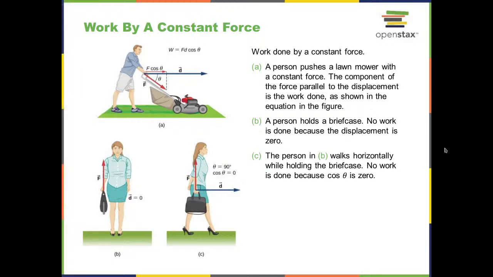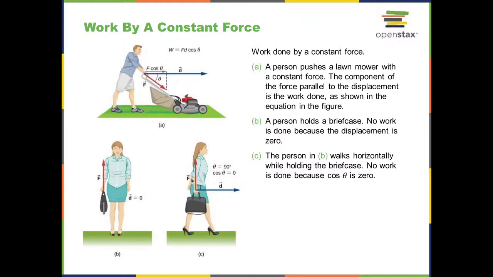The other example here is someone holding a briefcase, and what this person is doing is exerting a force upward on the handle of the briefcase. If this person is standing still, she's not exerting any work because the displacement is 0. But even if she's walking horizontally, since the angle is 90 degrees between the force that she's exerting and the displacement, the work is actually zero. So there's no work being done by this force if the displacement is in the horizontal direction.